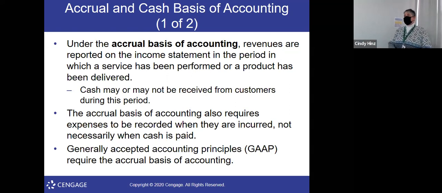So we want to make sure as we prepare those quarterly and annual financial statements that we're accurately summarizing the transactions that actually took place for that company, again, regardless of whether cash changed hands or not.